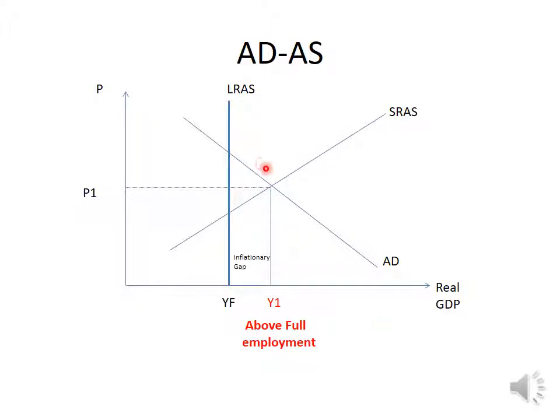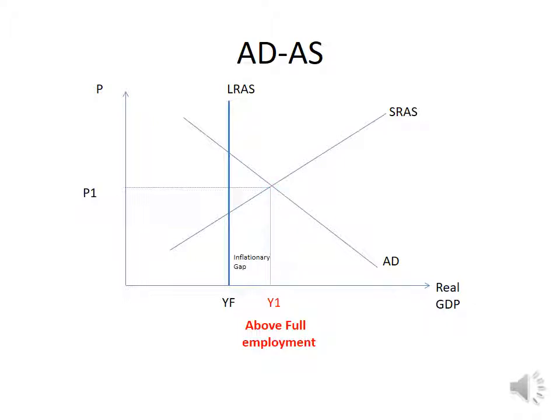Now, if your output is on the right side of LRAS, it shows that this is above full employment output. The equilibrium is given by AD cuts SRAS, and now it's on the right side of your LRAS, which is your potential. So there's an inflationary gap. Now you're overproducing, so this is above full employment output at Y1. When we describe all these outputs, we are describing the equilibrium, where the mouse is pointing, AD cuts SRAS.